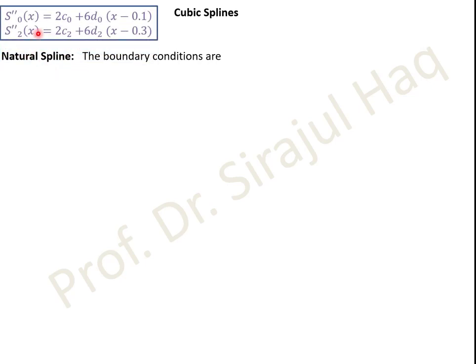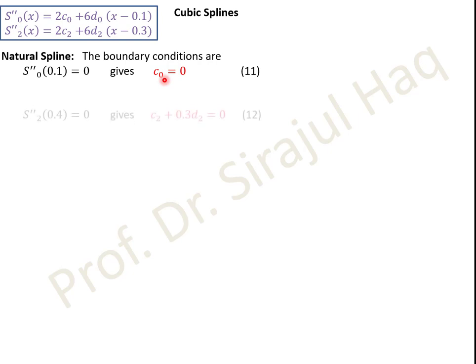These are the second derivatives I am putting in front of you. S0 at x0, x0 is 0.1, is equal to 0. So when you substitute x is equal to 0.1, this portion will become 0, and we will be left with 2 c0 is equal to 0, which gives us c0 is equal to 0.